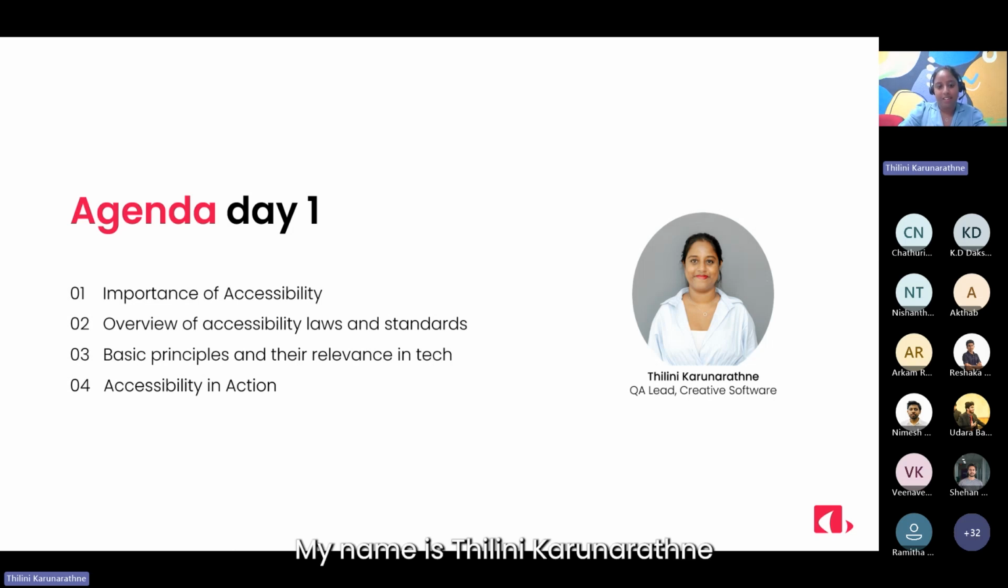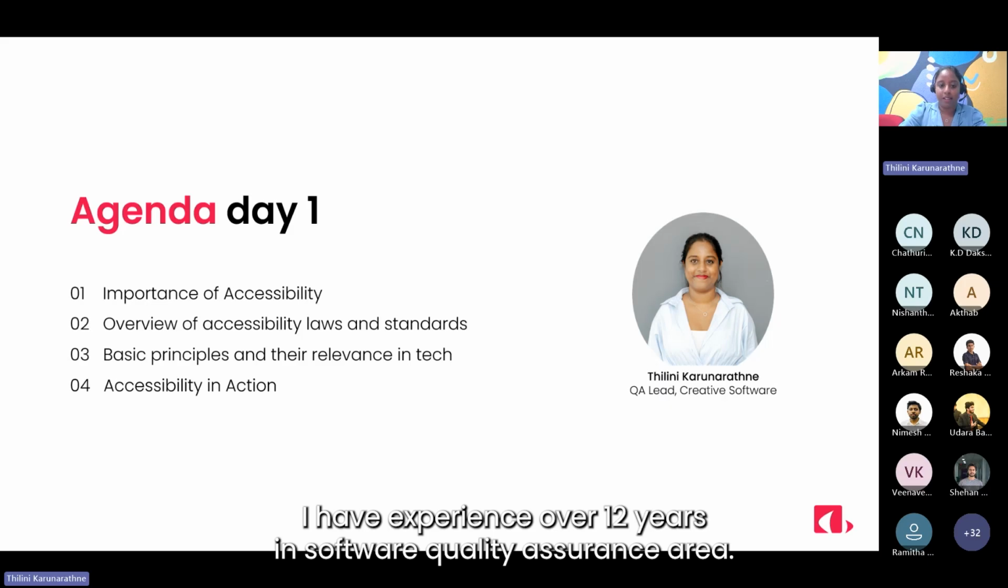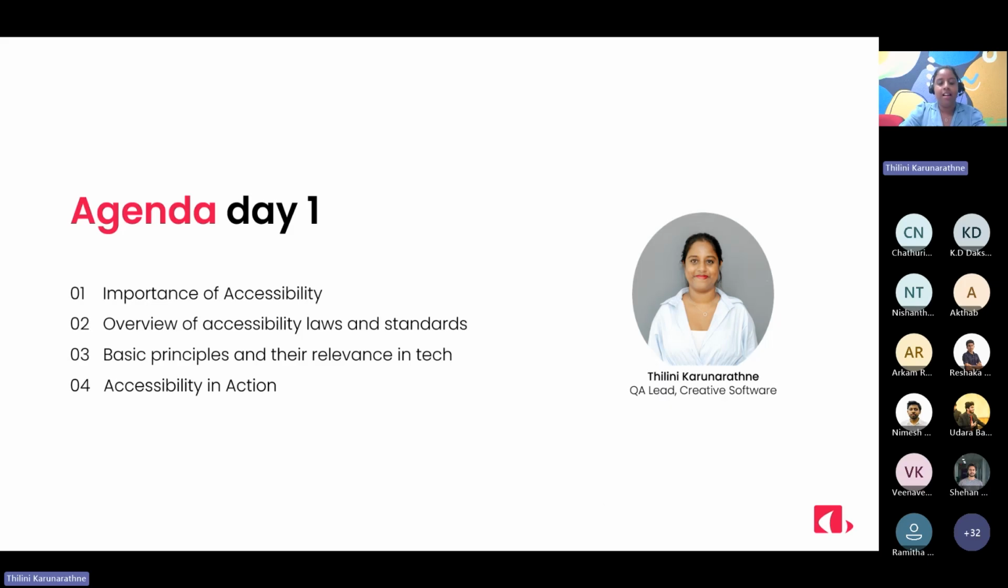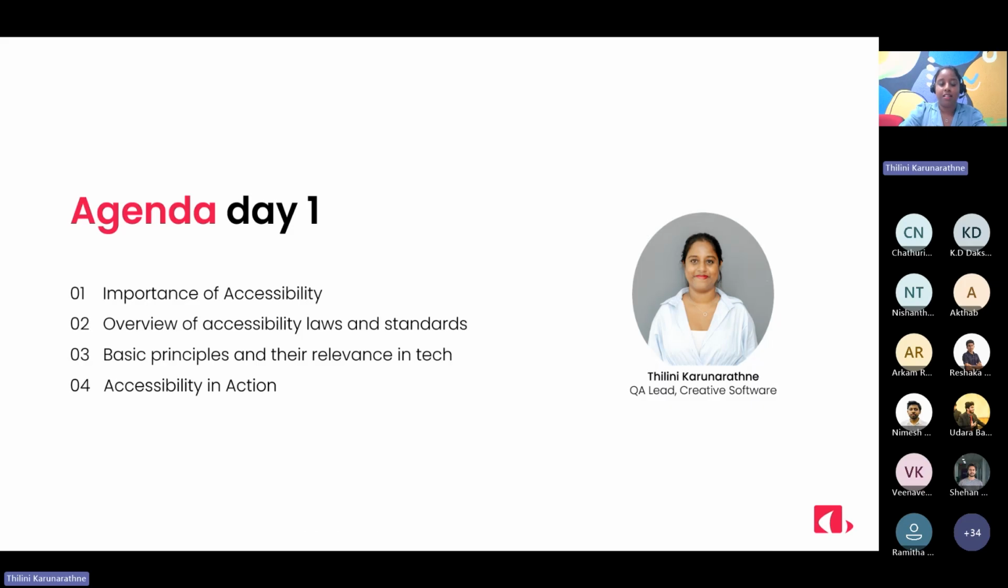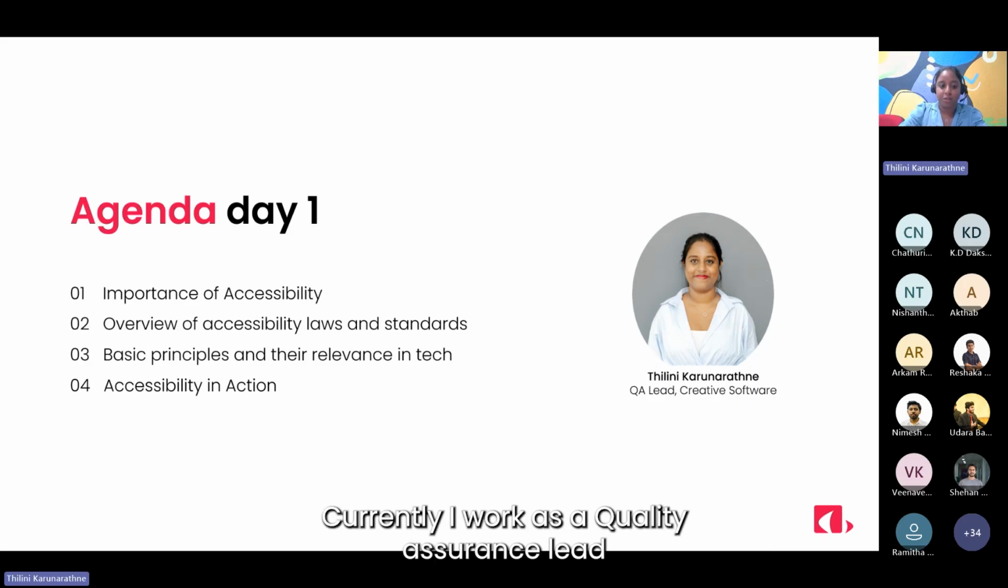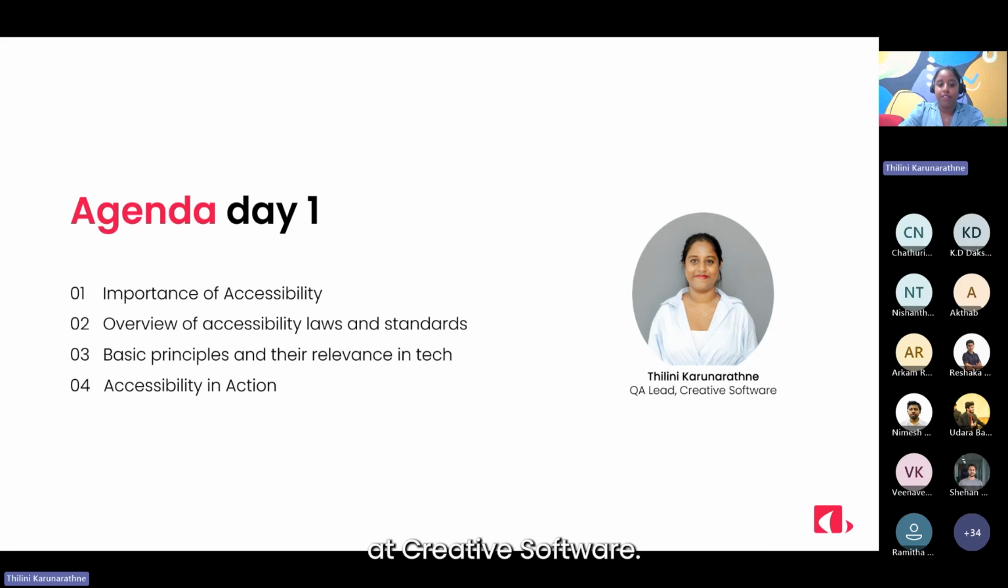My name is Thilini Karunarathne. I have over 12 years of experience in the software quality assurance area. I have worked mostly in financial domains and also gambling and gaming, survey, and queue management domains. Currently, I work as a quality assurance lead at Creative Software.